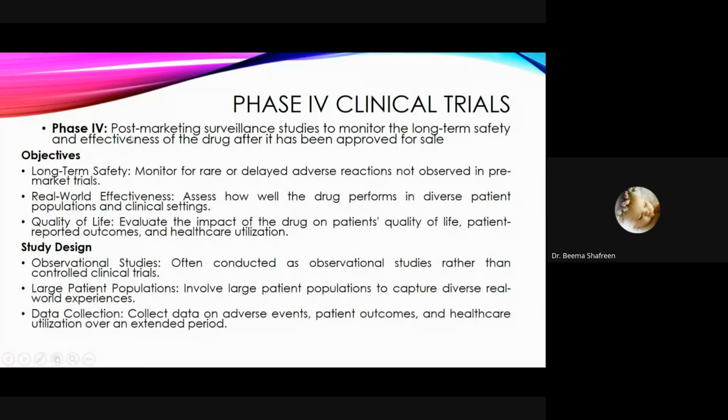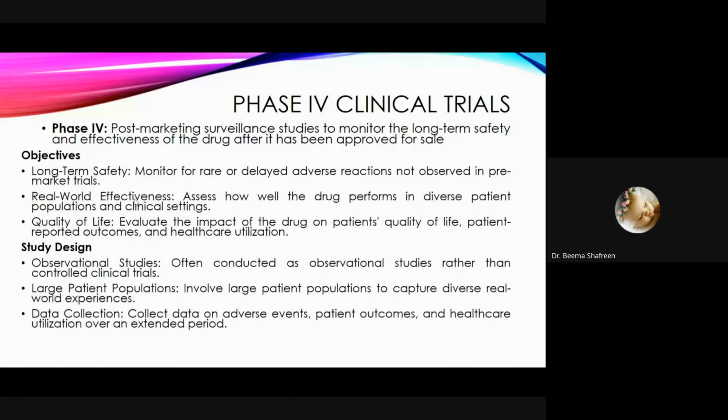Phase 4 is the post-marketing surveillance study, which is used to monitor the long-term safety and effectiveness of the drug after it has been approved for sale. At this phase, the drug is approved, and the major objectives of this phase are long-term safety, real-world effectiveness, and quality of life. Long-term safety deals with adverse reactions not observed in preclinical or earlier trials. So previously, whatever effects were not noted will be noted at this phase.